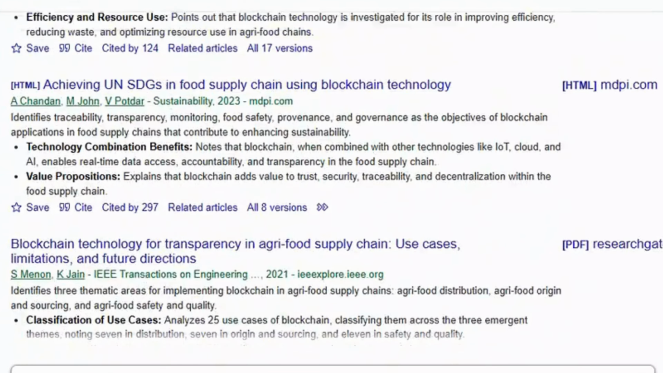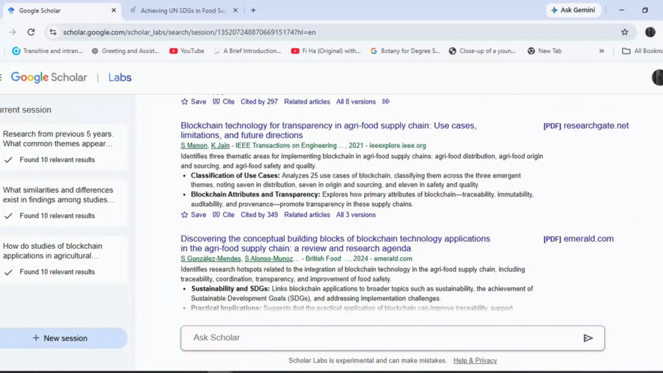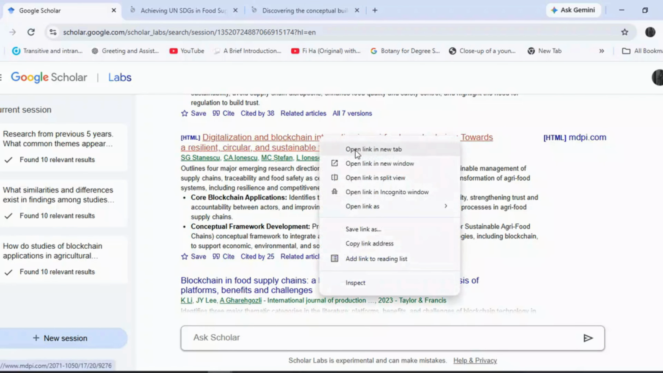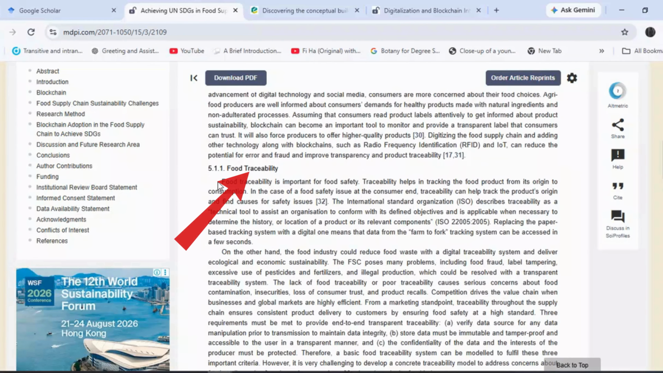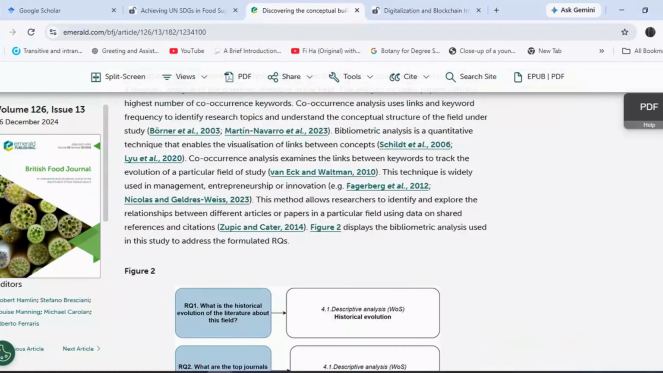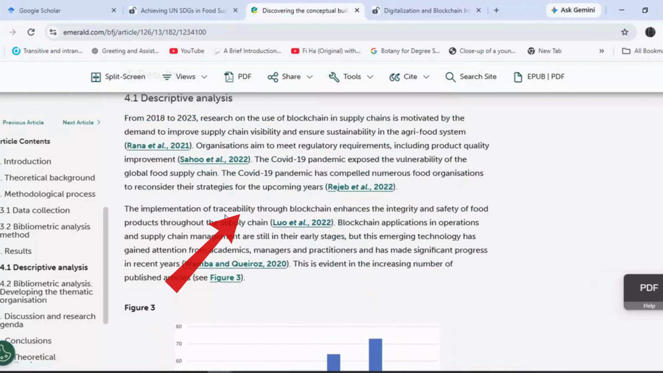Instead of reading every article in detail before I even know what each study is about, I can first use these results to see which themes appear repeatedly across the literature. For example, if traceability appears repeatedly across several studies, I can create a theme around traceability and then compare what different researchers found about it, how they studied it, and whether their findings were similar or different.